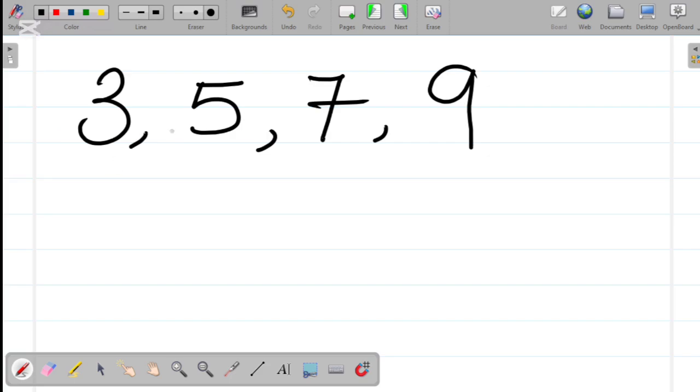The difference between 5 and 3 is 2. So we write here 2. The difference between 5 and 7 is also 2. And the difference between 7 and 9 is 2. So you can see that 2 is the common difference. 2 is the common difference here.